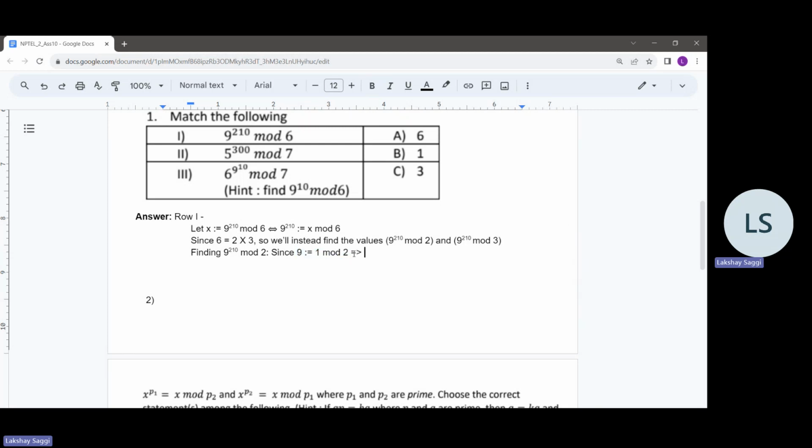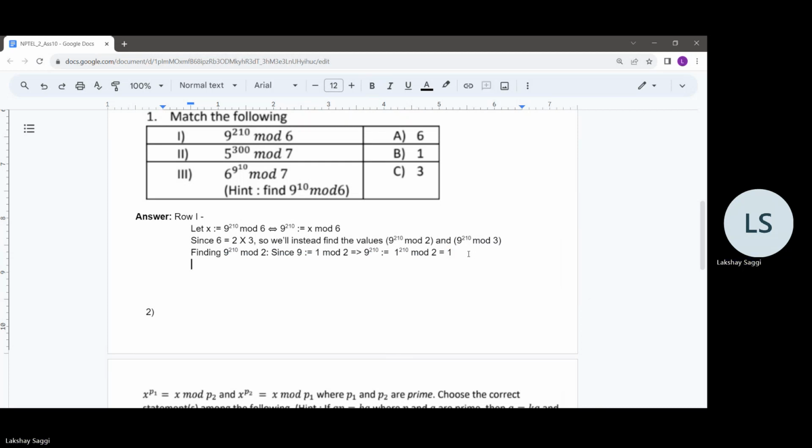So what this implies is that, since 9 is congruent to 1 mod 2, we can raise both sides to the power 210. So we'll have that 9 raised to the power 210 is congruent to 1 raised to the power 210 mod 2, which is nothing but equal to 1, because 1 raised to the power anything is equal to 1. So we know that 9 raised to the power 210 mod 2 is actually equal to 1.